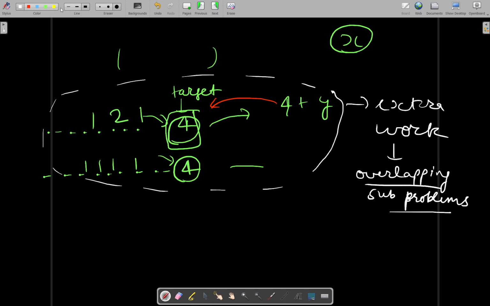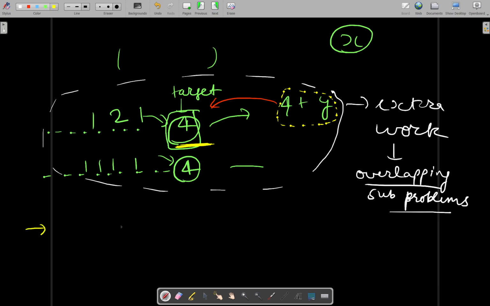Also, it is to be noted that to find the number of combinations that can result in 4 plus y, where y is any positive number you like to take, you are dependent on the result of 4, or the number of combinations that result in a sum of 4.